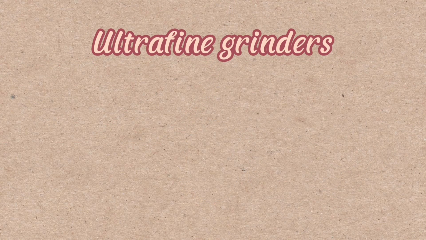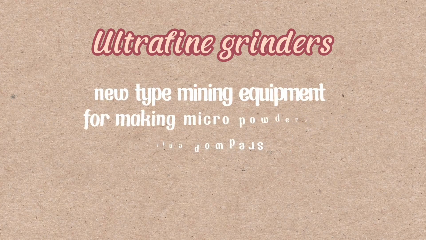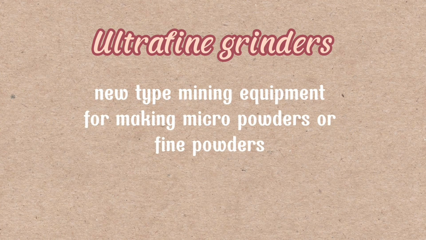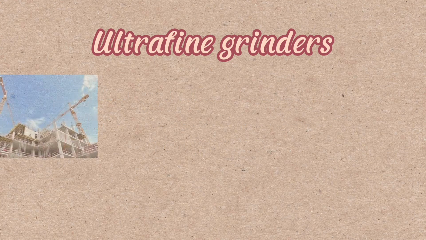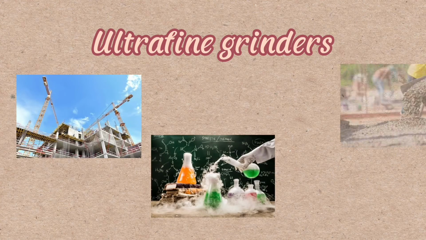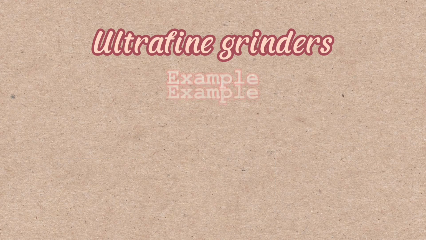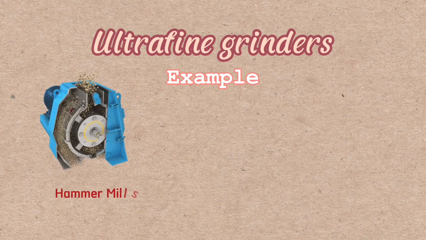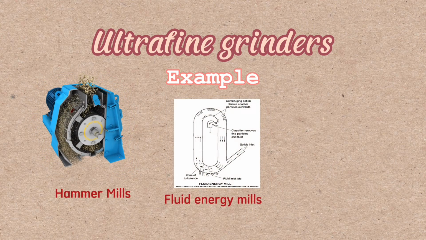Next, the ultra fine grinders are a new type of mining equipment for making micro powders or fine powders. This is widely applied in the construction, chemistry, and cement industries. Examples of ultra-fine grinders have three types, which are hammer mills, fluid energy mills, and agitated mills.